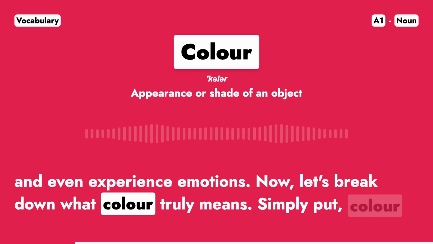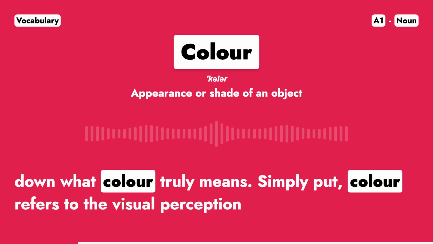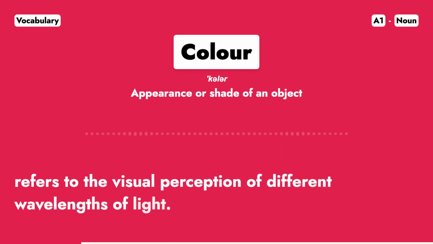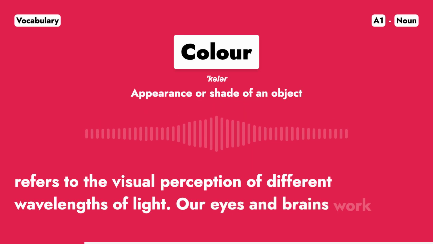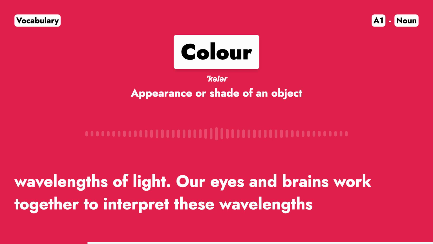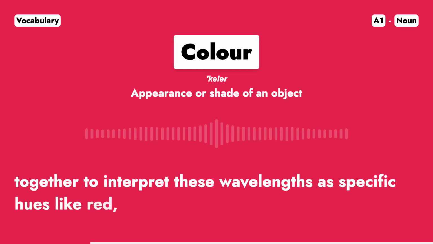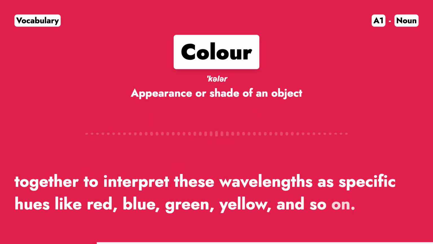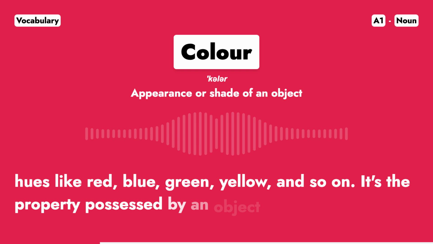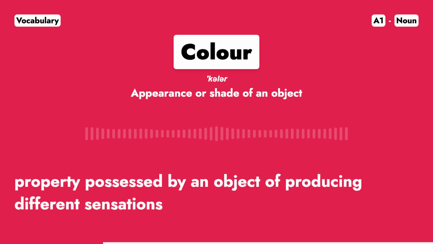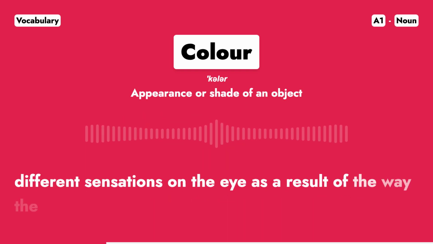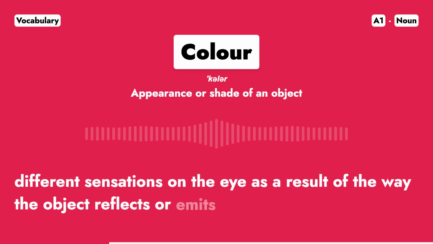Simply put, color refers to the visual perception of different wavelengths of light. Our eyes and brains work together to interpret these wavelengths as specific hues like red, blue, green, yellow, and so on. It's the property possessed by an object of producing different sensations on the eye as a result of the way the object reflects or emits light.